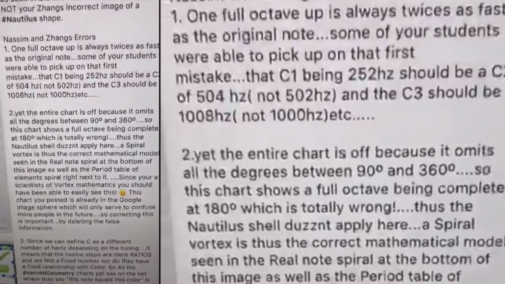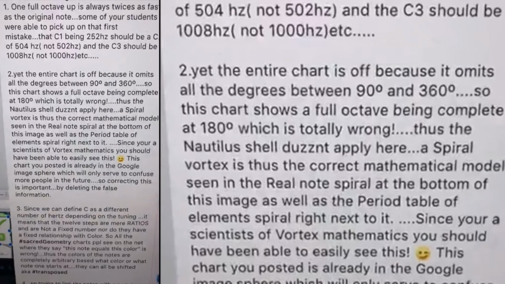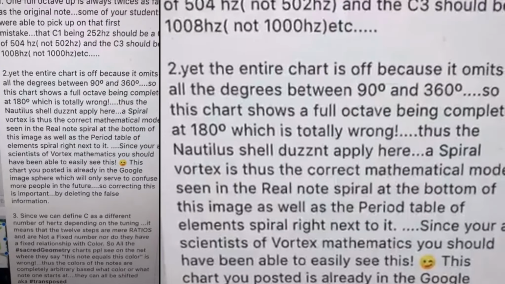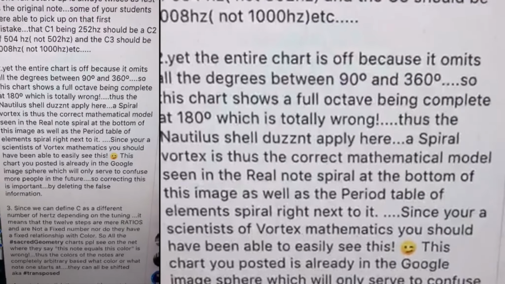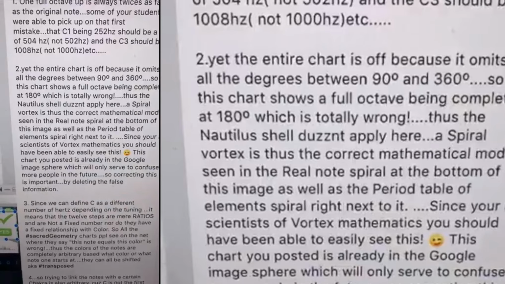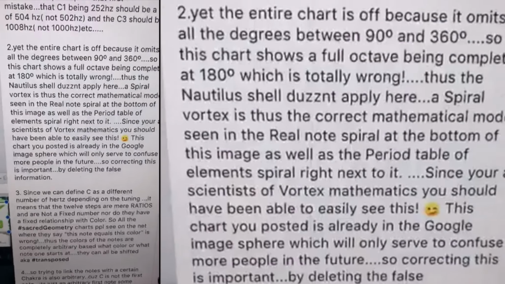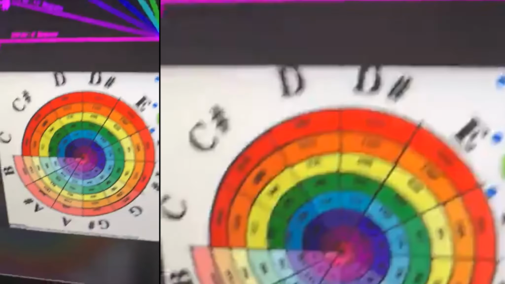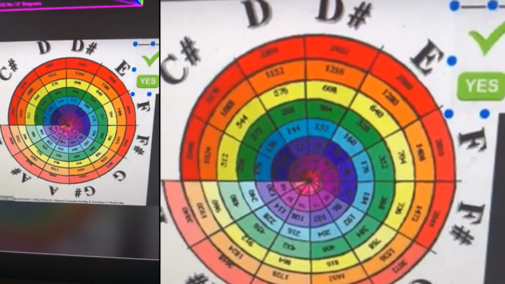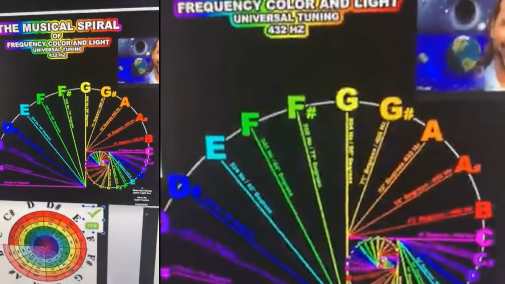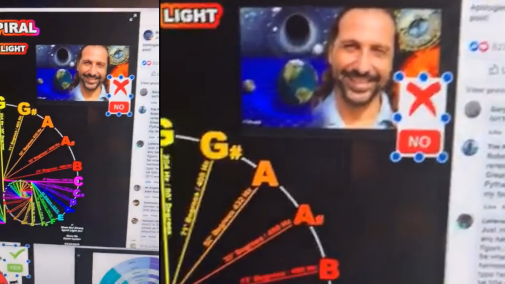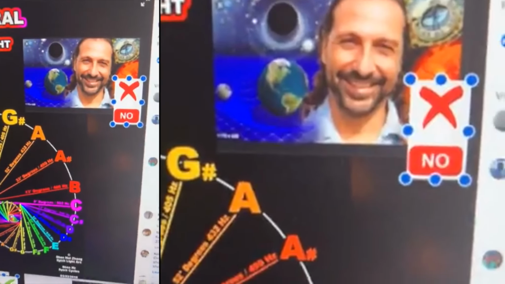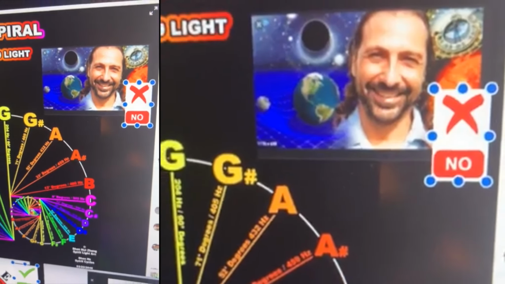Since you're a scientist of vortex mathematics, you should have been able to easily see this. This chart you posted is already in the Google image sphere, which will only serve to confuse more people in the future. So correcting this is important by deleting the false information. So right now, if you do a Google search on pitch spiral, this will come up, but this will also come up too, because he's got like 700,000 followers. And people just like it and they think it's real because they assume, hey, he sounds like he knows what he's talking about, but people aren't actually checking the real mathematics behind it.